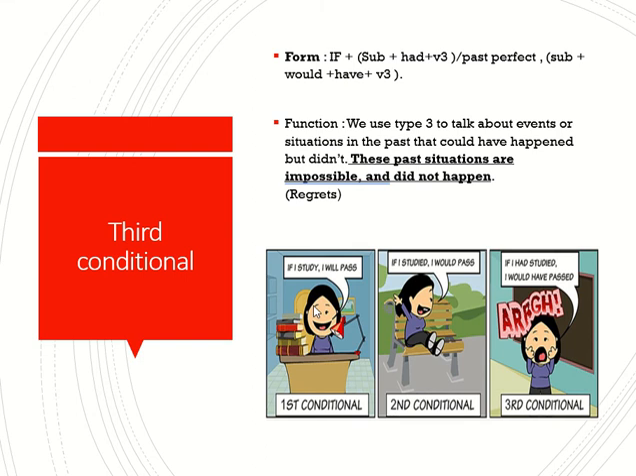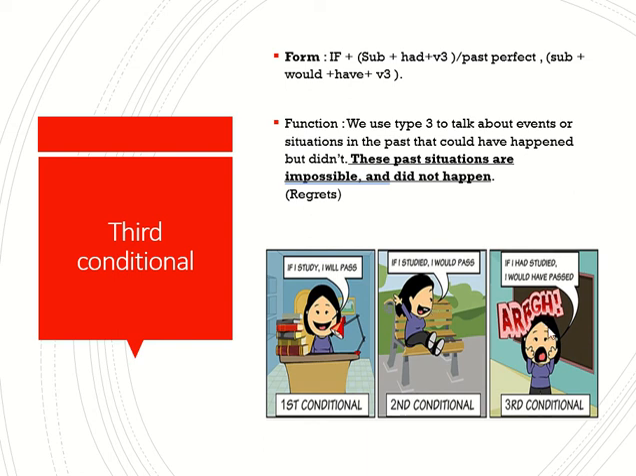So this is likely to happen. If she studies well, she will pass the exam. Okay, so let's go to the second picture here. If I studied, I would pass. She just imagined this. There's nothing happening here. If I studied, I would pass. So she imagined that she passed the exam, but nothing happened here.